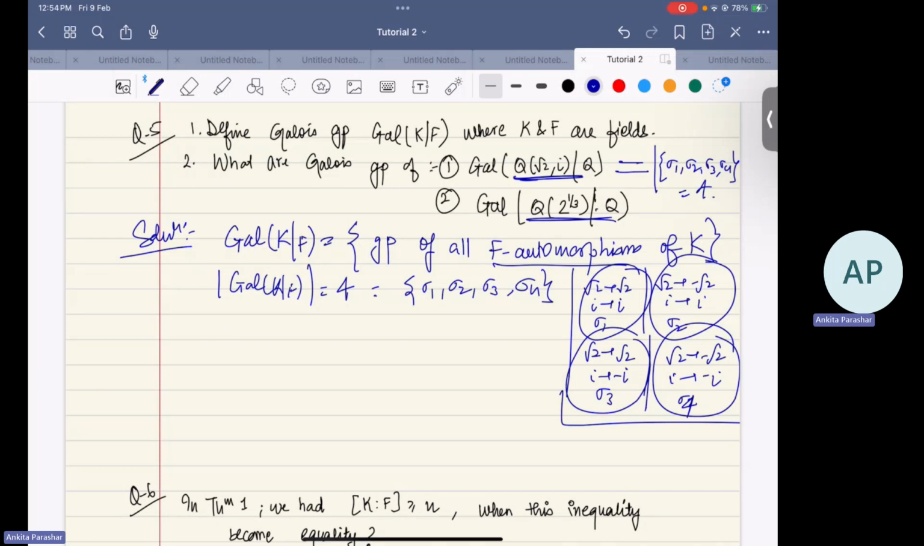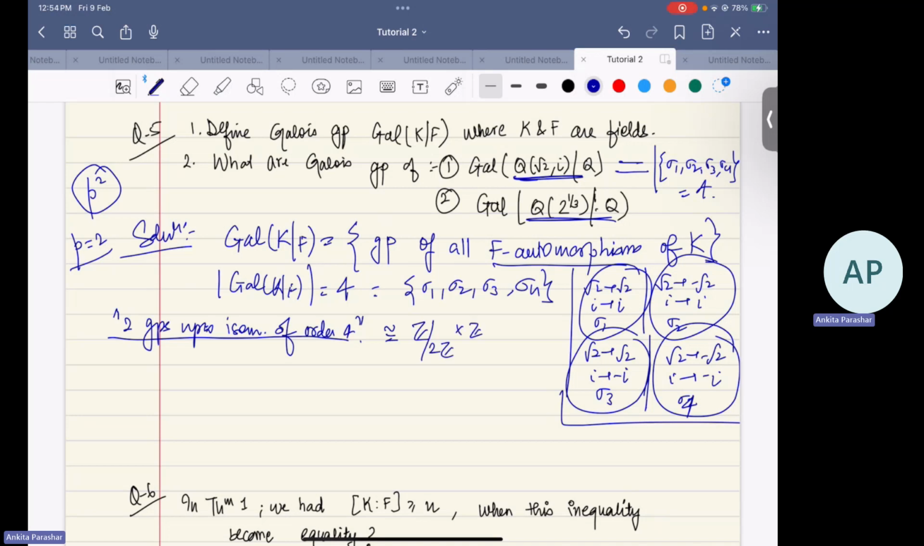If you see carefully, there are two groups up to isomorphism of order 4, by the fundamental theorem of abelian groups. Why abelian? Because any group of order p squared, where p is 2 here, is an abelian group. Therefore it is isomorphic to either Z2 cross Z2 or Z4, which is a cyclic group of order 4. Which group do you think is our group?